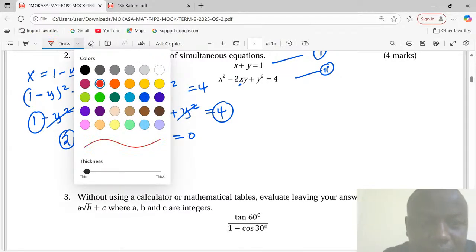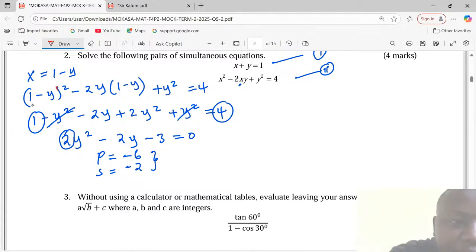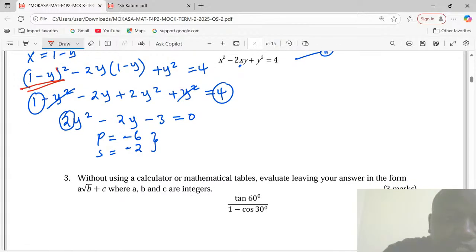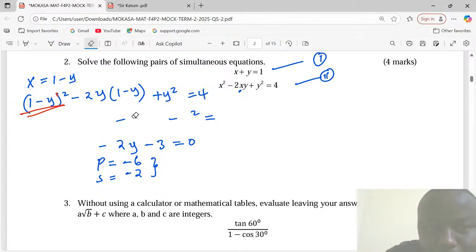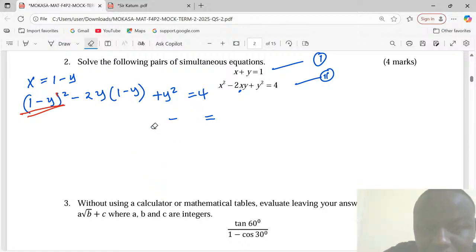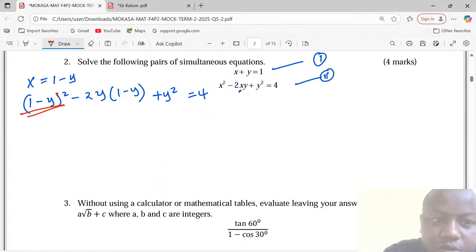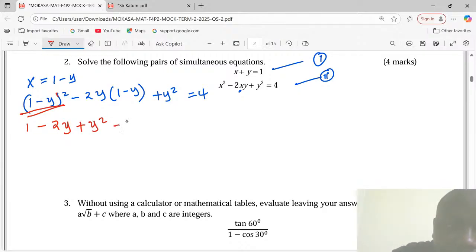Just look at this, ladies and gentlemen. In this expansion, you know that is squaring. So when you square that part, let me take you back a little bit so that you may see what is happening. I'm going to expand there using the quadratic identities. When you are squaring such a binomial, we're supposed to start with the first part squared, minus 2y plus y squared. Then there is minus 2y plus 2y squared plus y squared equals 4.